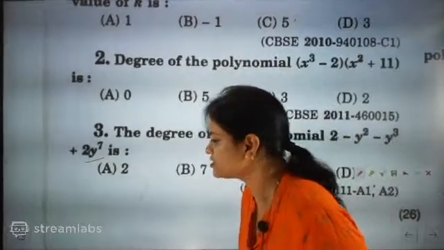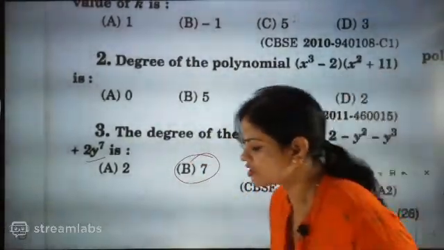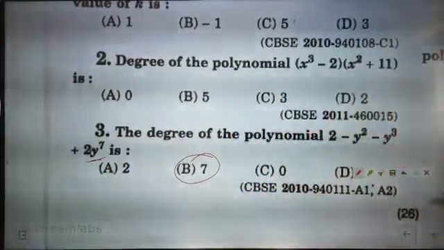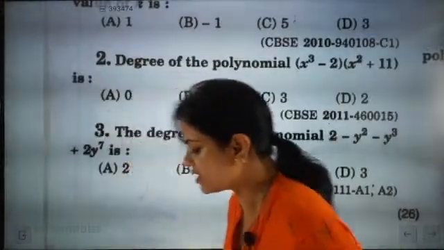So what could be the answer? 7 could be the answer. So the answer is exactly 7. Yes, because one more term is given at the end. That is 2y to the power 7. That is the correct answer. Okay, shall we go for the next one?